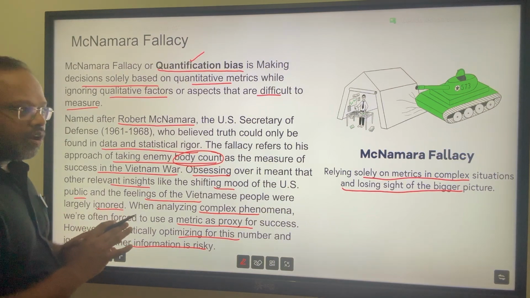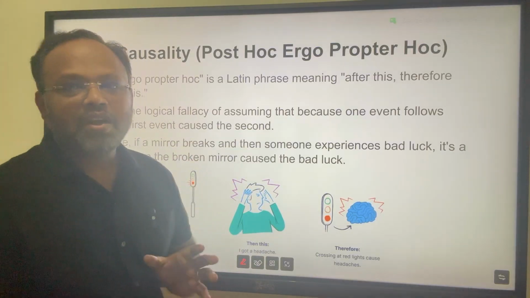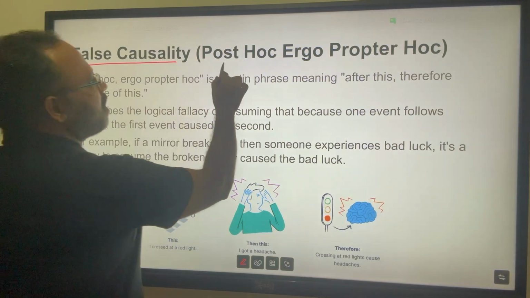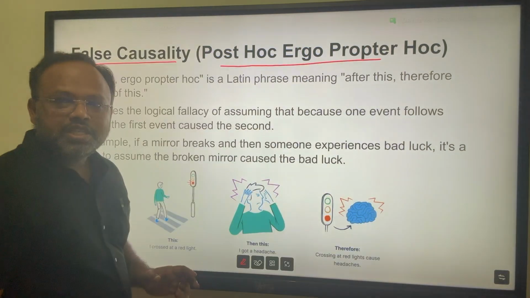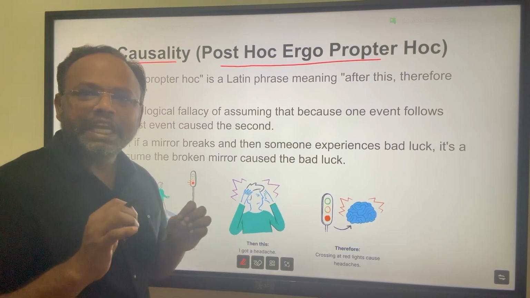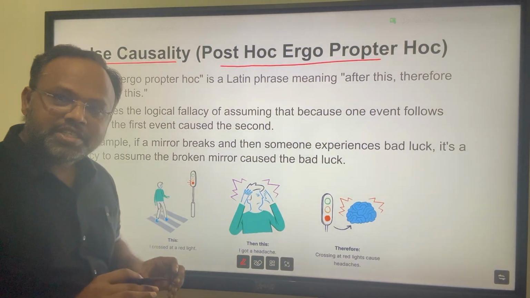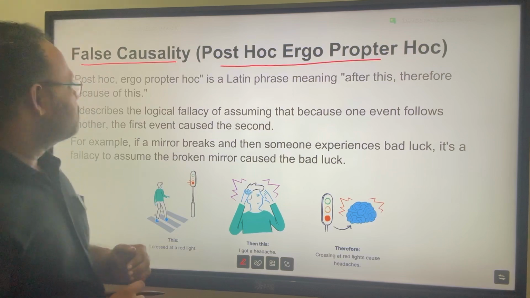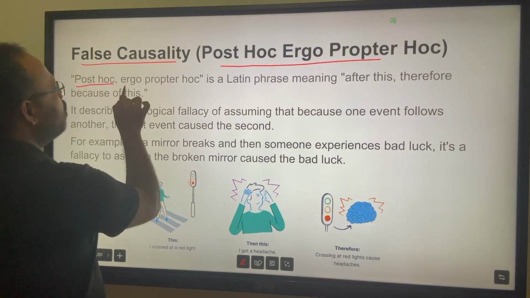And the fallacy which occurs due to the ignorance of all other factors and relying only on the numbers is called the McNamara fallacy. Next on the list is false causality, or post hoc ergo propter hoc, which is one of the most interesting and favorite fallacies which Indians have. I will explain what it is, then I will tell the Indian examples.